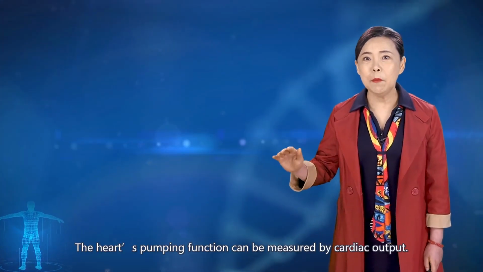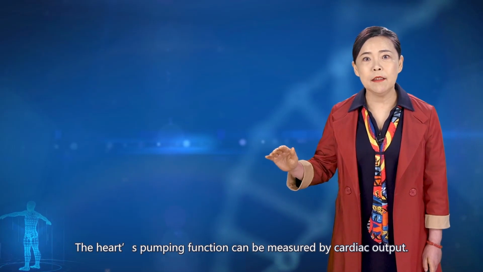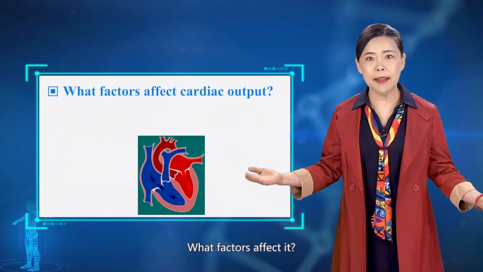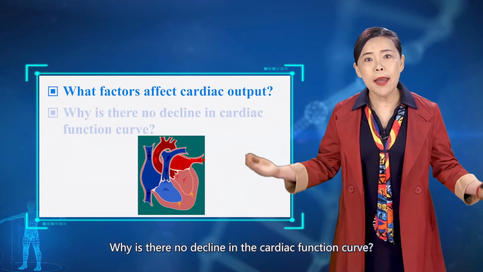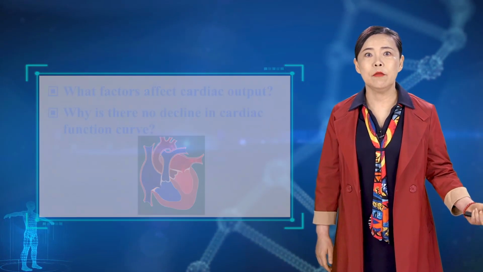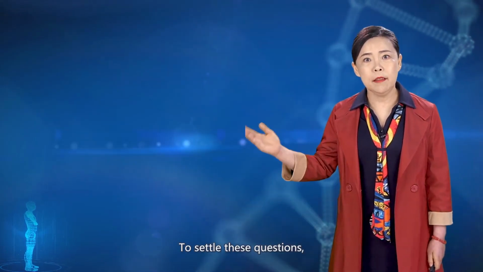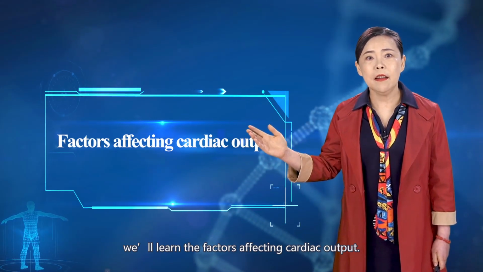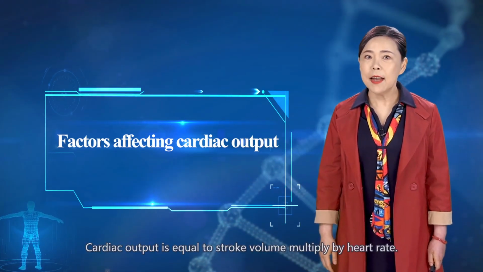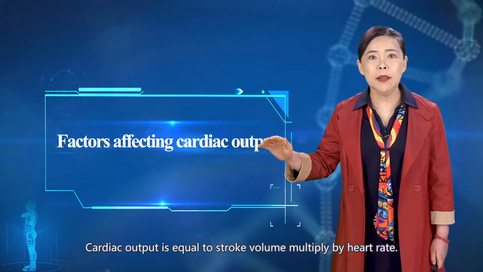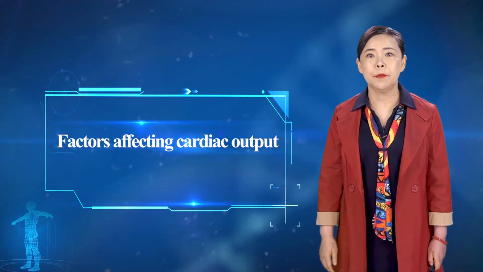The heart pumping function can be measured by cardiac output. What factors affect it? Why is there no decline in the cardiac function curve? To settle these questions, we'll learn the factors affecting cardiac output. Cardiac output is equal to stroke volume multiplied by heart rate.